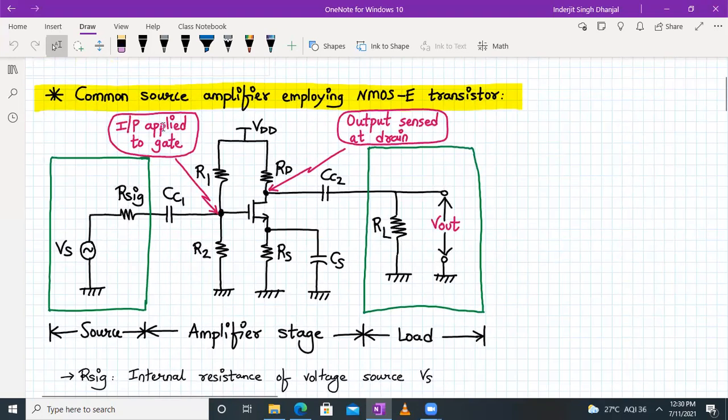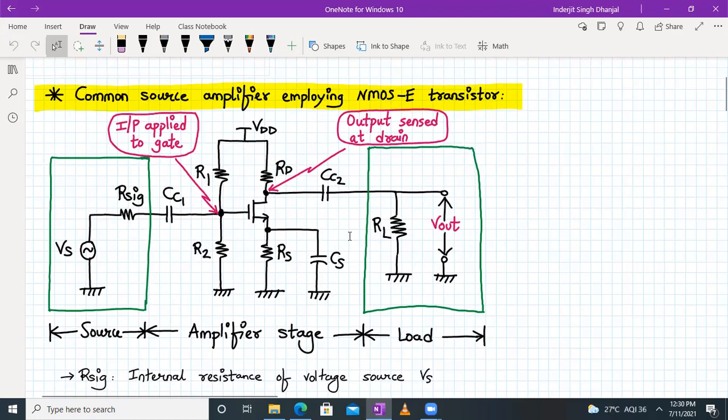Over here, the input is applied to the gate terminal and the output is sensed at the drain terminal. So if these two conditions are satisfied, then it's a common source amplifier. Here we have an internal resistance for the source, and the amplifier consists of the active element, which is the MOSFET, the 4 biasing resistors, the 2 coupling capacitors and 1 bypass capacitor in the form of CS. And in the form of load, we have RL, and the output is taken across the load RL.